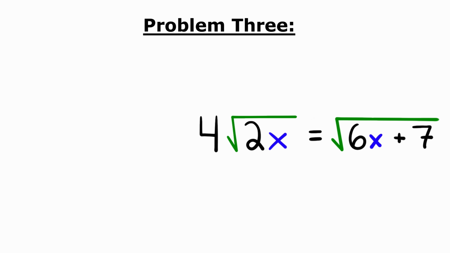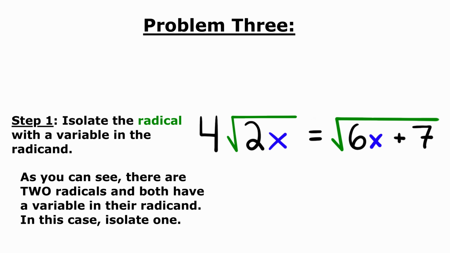Isolate the radical with a variable in the radicand. As you can immediately tell, this equation is different from the previous ones. This time, there are 2 radicals, and they both contain a variable. In this case, we want to isolate one of the variables, getting it alone on one side of the equation. This simultaneously makes the other radical with the other variable alone on its side of the equation. This way, when we perform the inverse operation, we are simultaneously clearing both of the radicals.